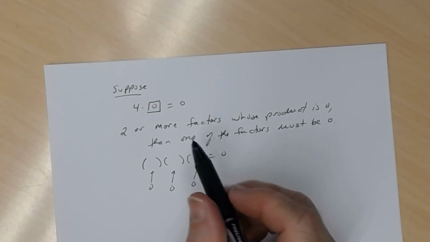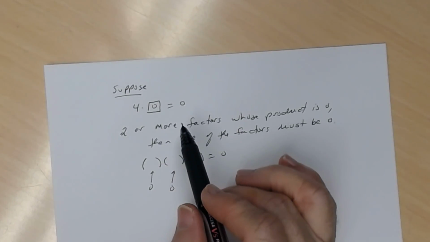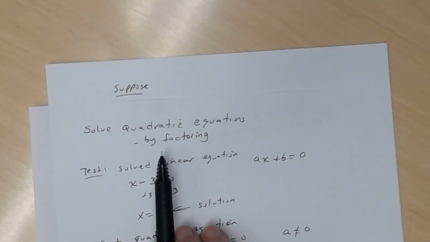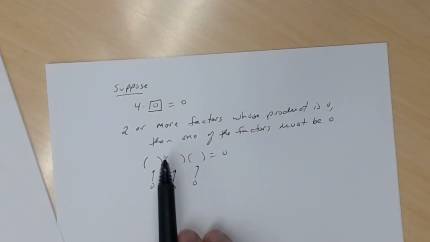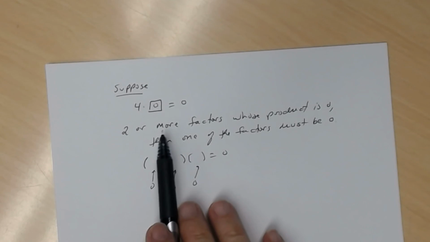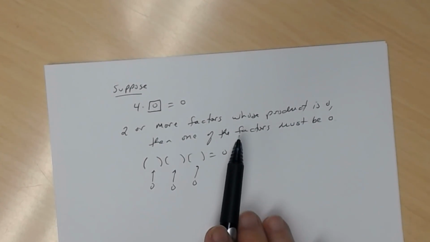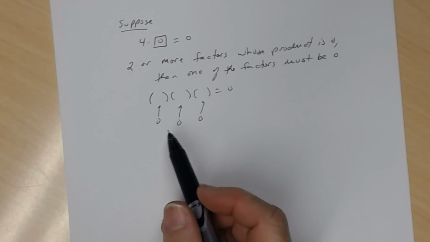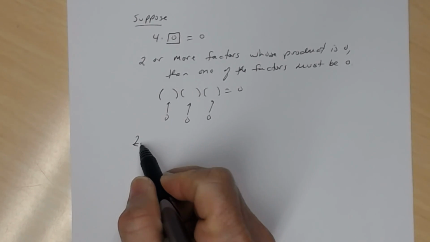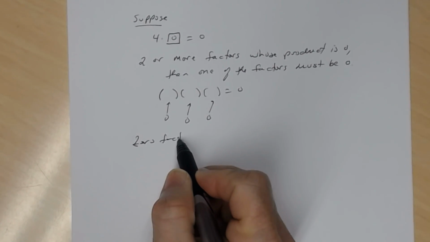All right, now this is important. What we just discussed is important when we solve an equation by factoring. So whenever we're going to solve an equation by factoring, we're going to use this idea. This idea will always be used. Now this idea, there's a name for it. It's called the zero factor property.